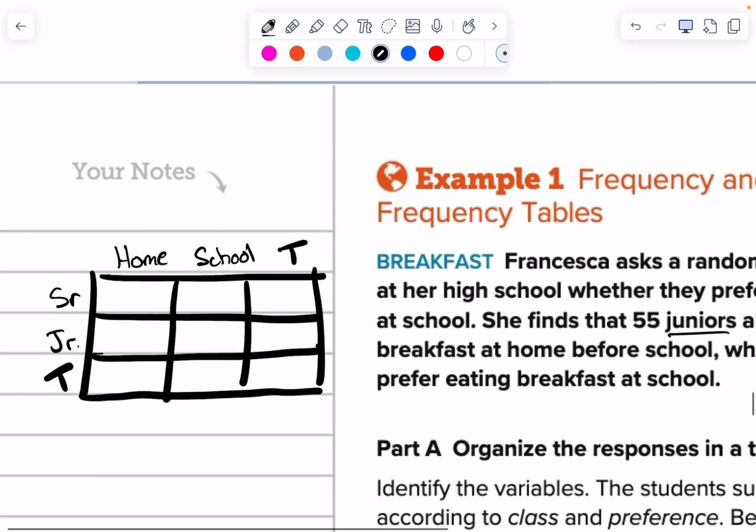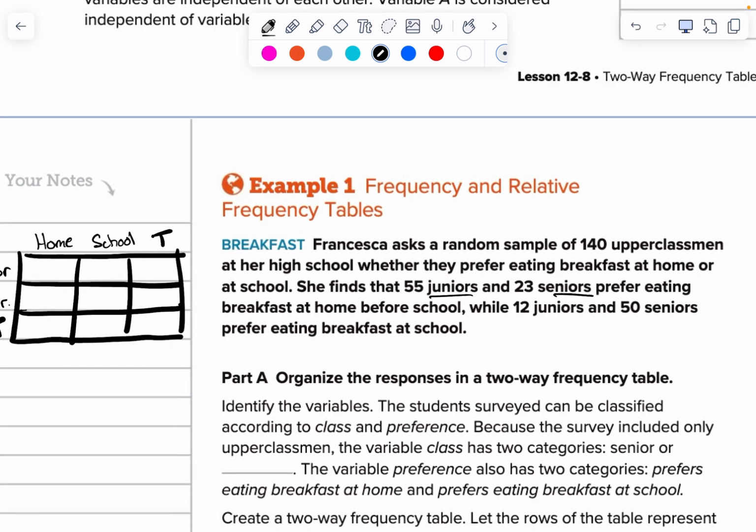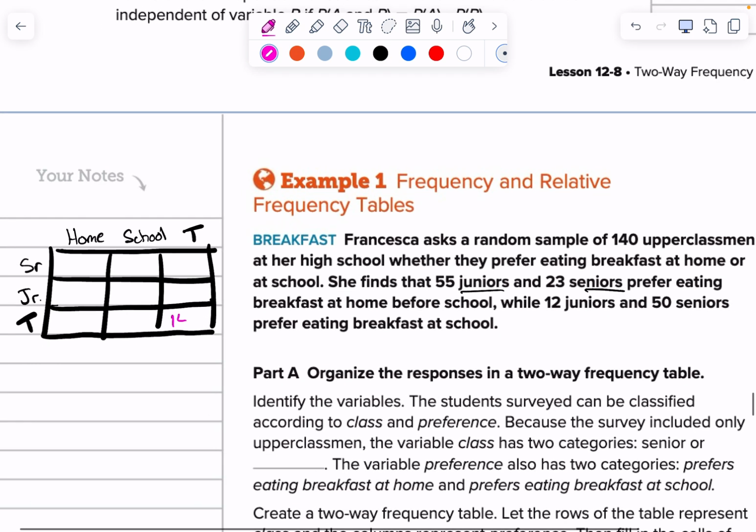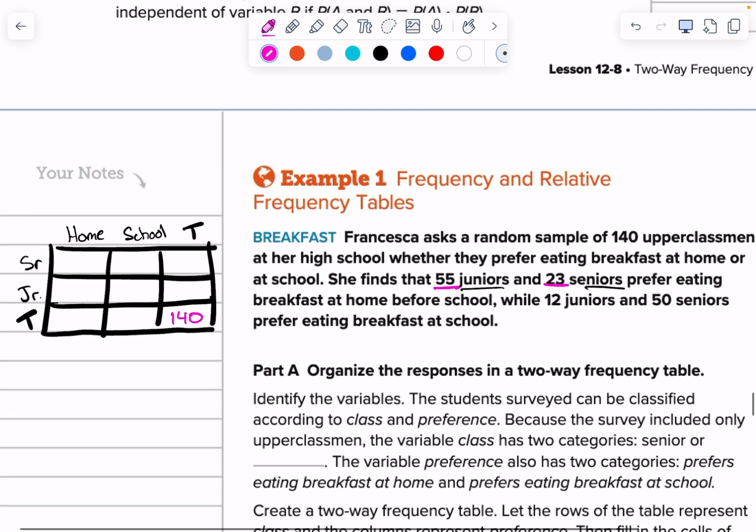So we asked 140 upperclassmen. Where does 140 go? Total at the bottom, right? She finds that 55 juniors and 23 seniors prefer eating at home. So 55 juniors, 23 seniors are home, right? 12 juniors and 50 seniors prefer at school.